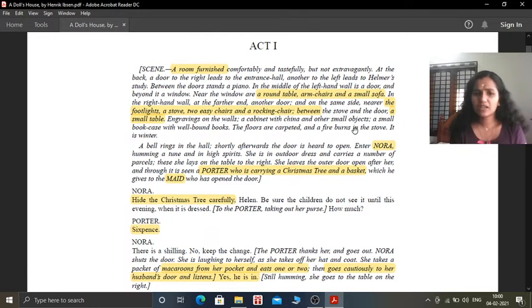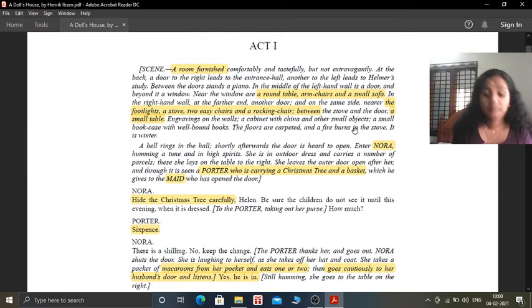She is humming a song and she enters and she opens the door, and there she sees a porter. A porter means, today we have Amazon guys and all to deliver the parcel. So here also a porter came, who is carrying a Christmas tree and a basket, and she bought it from the porter and handed it over to her maid.